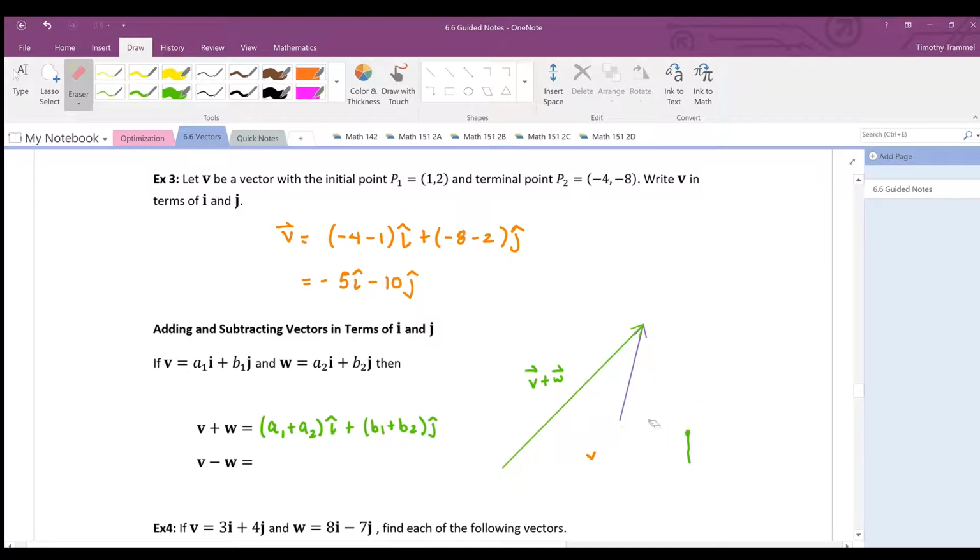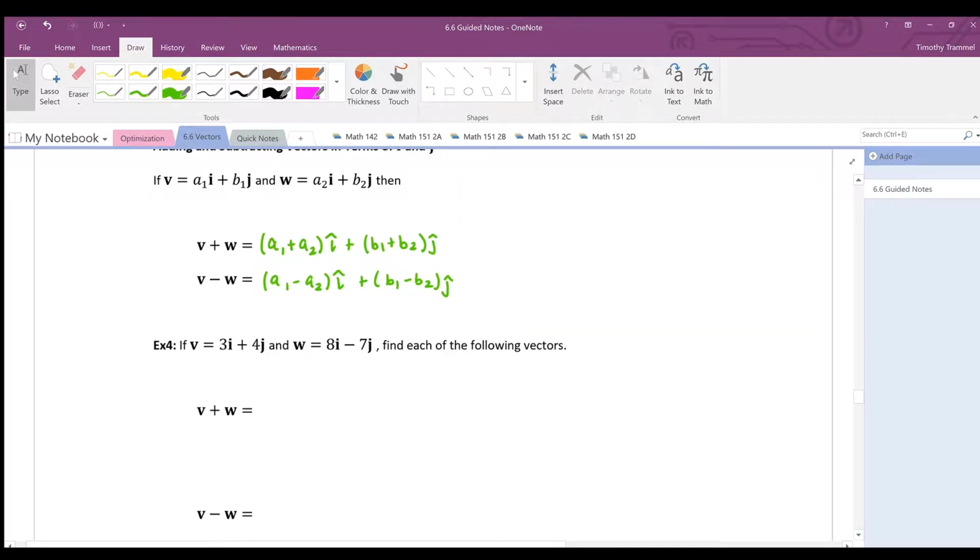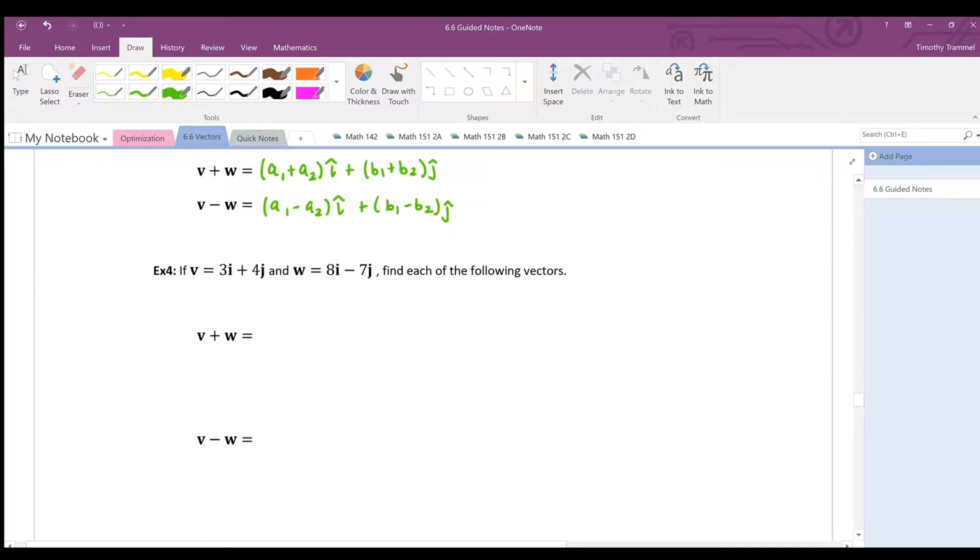And subtraction is going to be in really the same format here. We have a1 minus a2 i plus b1 minus b2 j. And let's go ahead and do a couple examples. So down here, we're asked to find the sum of v and w, and the difference of v and w.